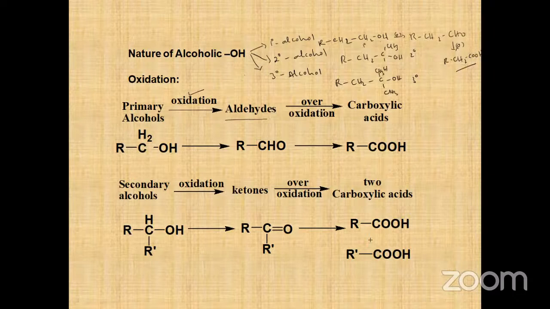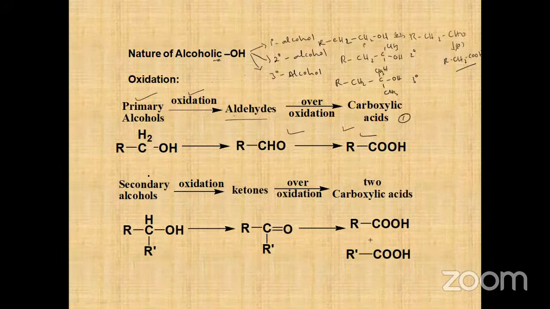For example, this is the primary alcohol. On oxidation, it leads to the formation of an aldehyde. That aldehyde on over-oxidation leads to the formation of a monocarboxylic acid. This is the only one product. Only one product is generated. This is the example for the primary alcohol on oxidation leading to the formation of aldehyde and carboxylic acid.